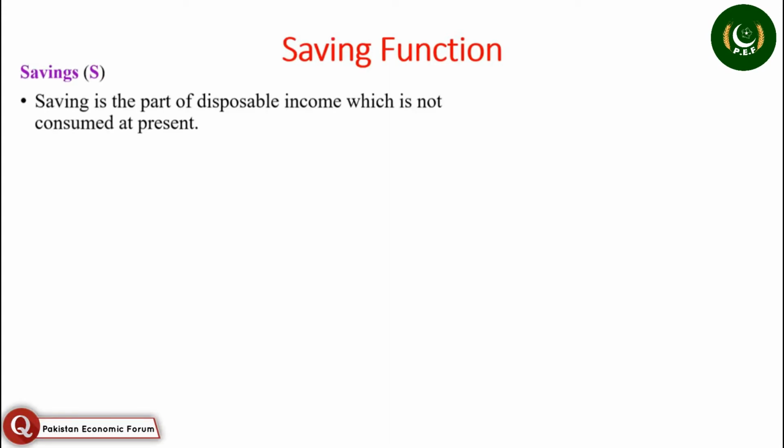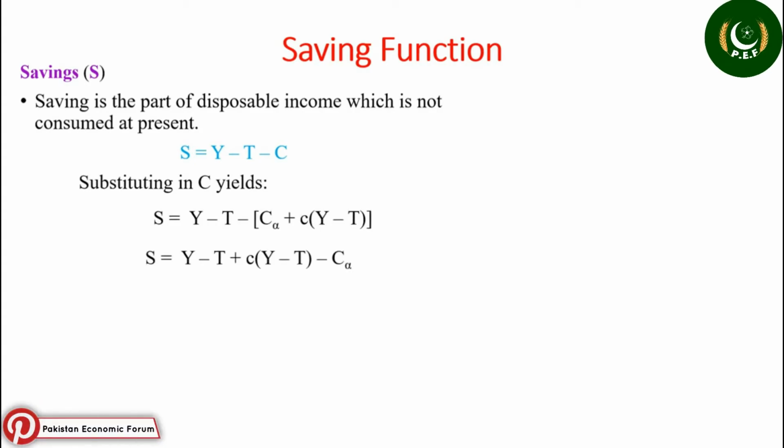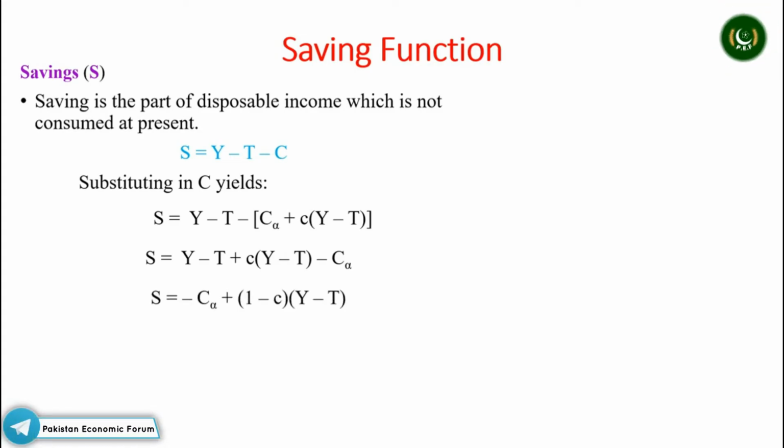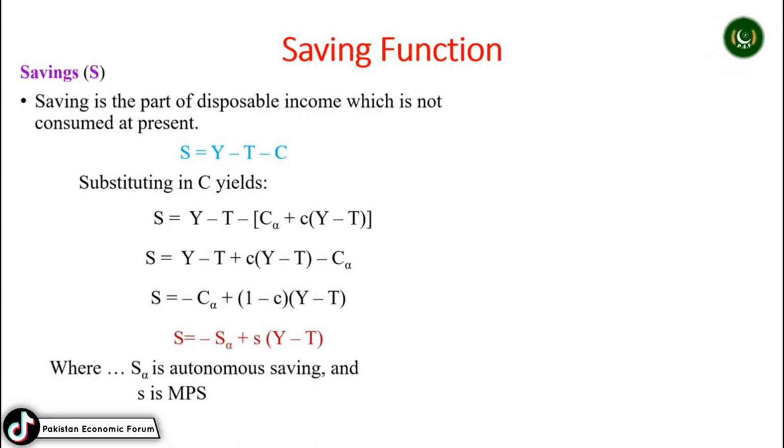Now the saving function. Listeners, saving is a part of disposable income which is not consumed at present. Mathematically, now substituting C in this equation yields, simplifying further, we get, which can be written as where S alpha is autonomous saving, which represent savings at zero income.